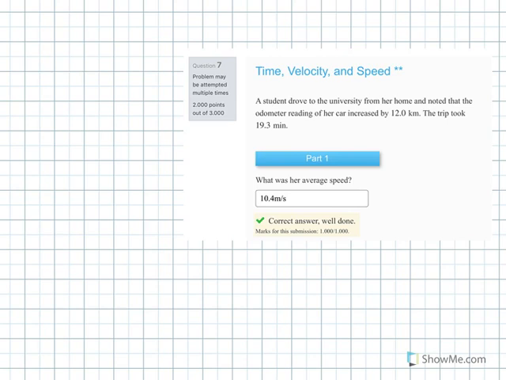So the odometer tells you basically the distance that you've driven as opposed to your displacement, right? Example, if you drove 4 kilometers this way, and then you took a right turn and drove 3 kilometers in this direction, so here is your home, and here is the university.